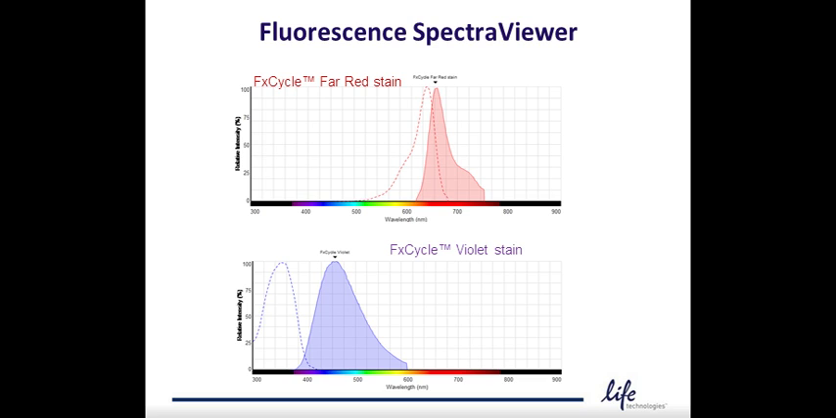For any flow cytometry experiment, it's critical to understand the excitation and emission profile of the fluorescent reagents you are considering using, and then pair that information with the configuration of the instrument you have. Our fluorescent spectroviewer can help you with the selection of dyes that fit your instrument, and here I'm showing the excitation and emission profiles of FX cycle far red and FX cycle violet dyes. The FX cycle far red uses the APC detection channel of the red laser, while the FX cycle violet uses the Pacific blue detection channel of the violet laser.